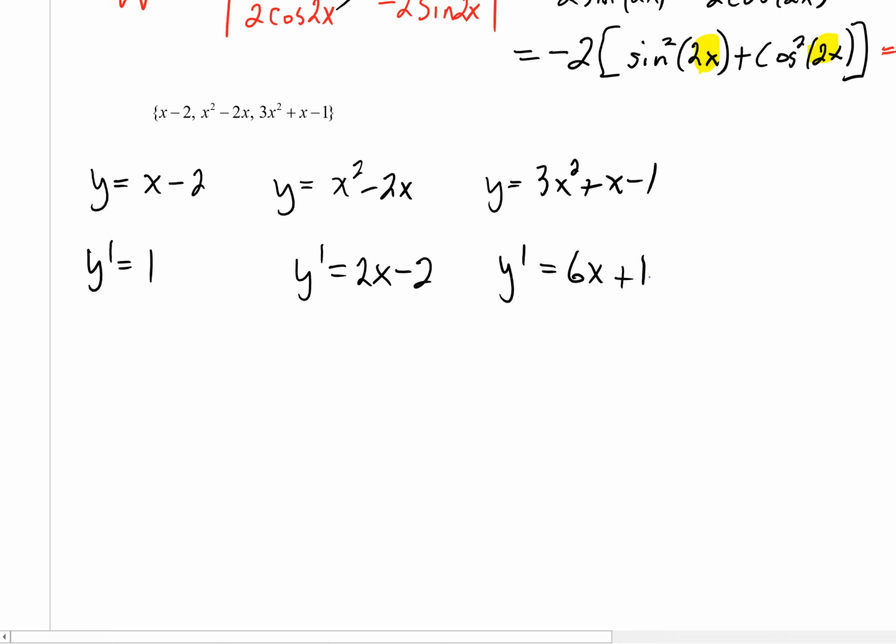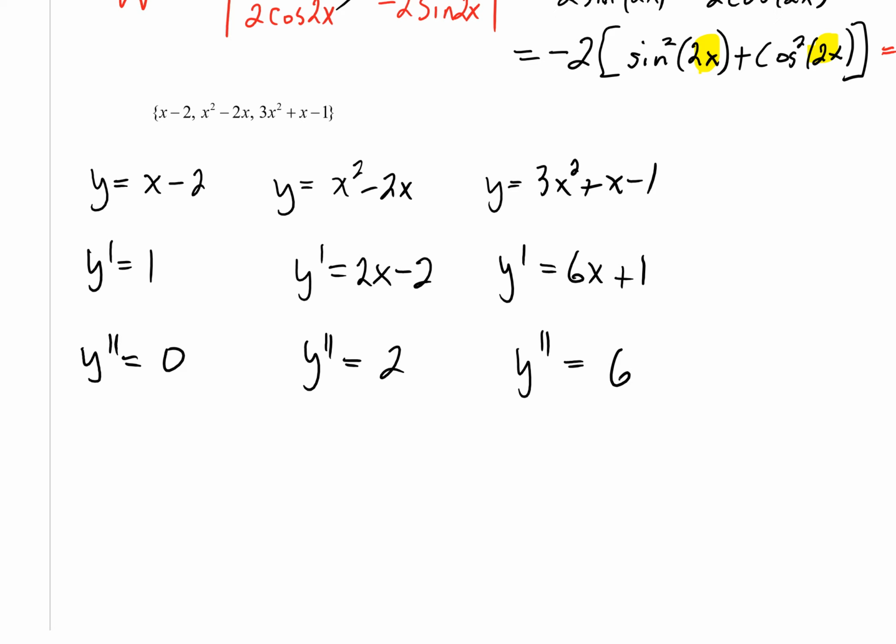But of course, we're going to have to take a second derivative. As we take that second derivative, we're going to see that the derivative of 1 is 0. The derivative here is just going to be a 2. The second derivative here is just going to get you a 6. So this is going to be our Wronskian determinant.